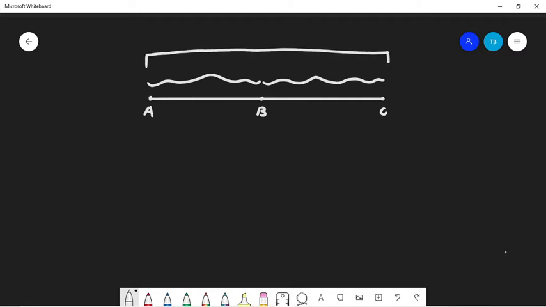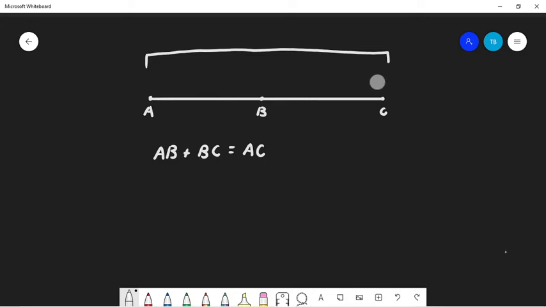Now, algebraically, we can represent that as segment AB plus segment BC is equal to segment AC. So we can use this postulate to solve all different kinds of problems, and we'll do a few of those together right now. So let me just erase these little squigglies, and we'll get started.